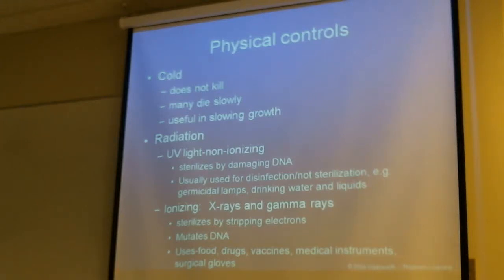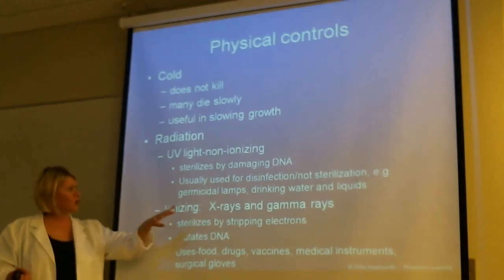Radiation, another control there. There's non-ionizing versus ionizing radiation. The example I give you for non-ionizing is UV light, and it would sterilize by targeting that DNA or damaging it. A lot of times in our country, we use it more at a disinfectant level, so you can adjust the levels that the organisms actually get. Germicidal lamps are an example. A lot of times when you go get your nails done, they might have something like that there.